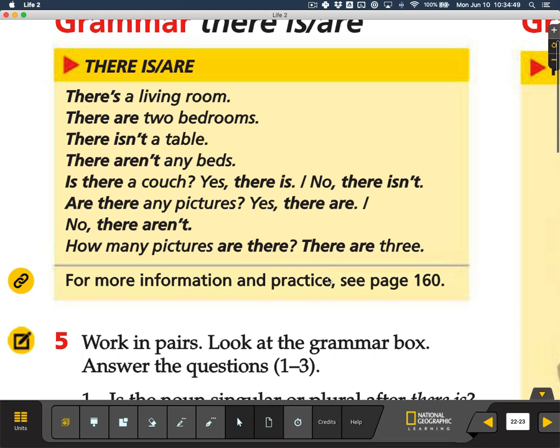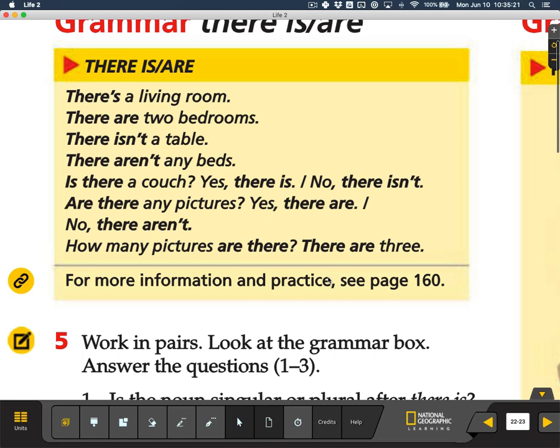Here we start with questions. Okay, and with questions we move something, right? The verb moves, and that's what happens here too. So there is, in a normal sentence, is there in a question. It's the same pattern as all the other sentences in English, right? Is comes up to the beginning, right? Is there a couch? Yes, there is. No, there isn't. Okay, for the answers, okay?